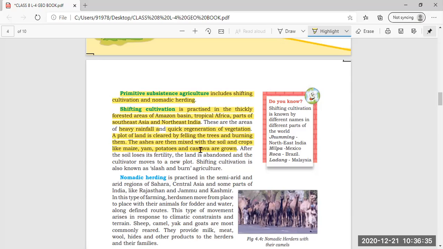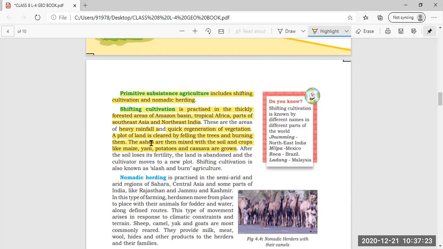Then the ashes are mixed with the soil and crops like maize, yam, potatoes, cassava are grown. When a plot of land is cleared by felling the trees, means the trees are cut down, and after the trees are cut down they are burnt, and the ashes which remain after burning are mixed with the soil to make the soil fertile, and on that particular piece of land the crops like maize, yam, potatoes and cassava are grown. So these are the different types of crops which are grown on that plot in shifting cultivation.